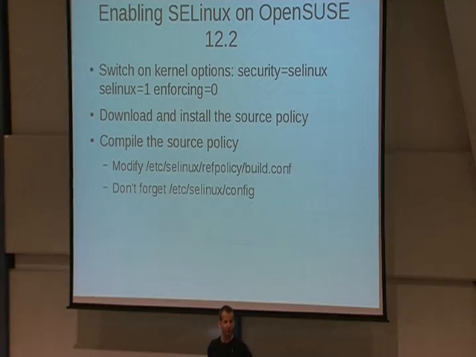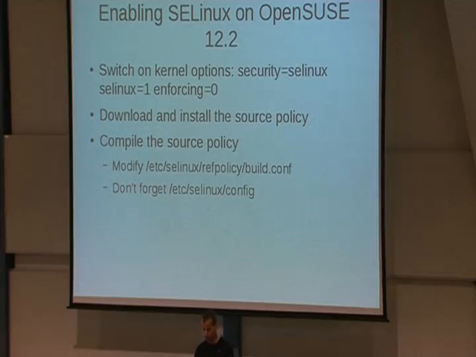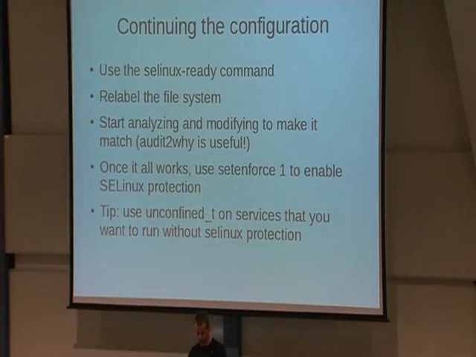Then you need a policy. What I recommend you do is to download a source file containing the policy sources and compile them yourselves. In order to do that, build.conf is an important configuration file. In build.conf you tell the make command that you want to work with a modular policy. And next you can continue the configuration.